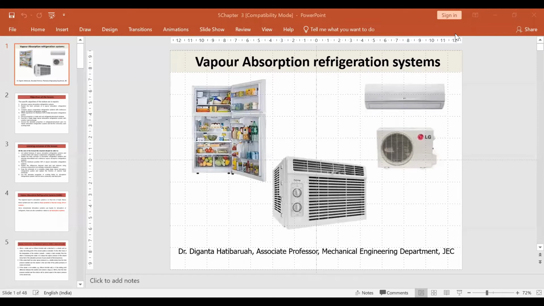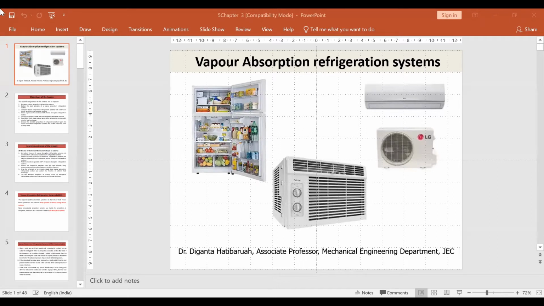Already, we have discussed the vapor compression refrigeration system in our previous chapter. That vapor compression refrigeration system is used for refrigerator, air conditioner, etc. So vapor compression, compression means there is a compressor. The compressor is used to compress the refrigerant.